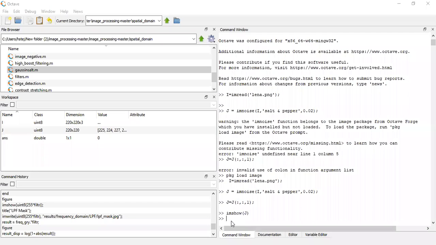Until and unless you do some experiments and remove the noise, then only you can understand this subject.